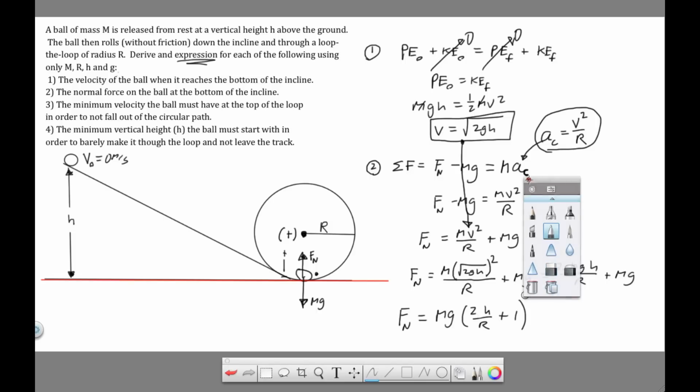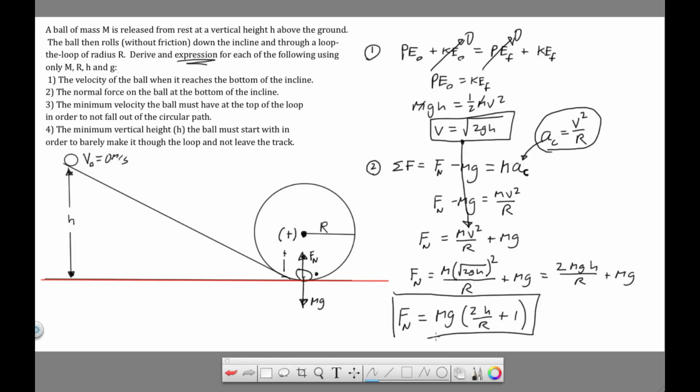Okay, that's the answer. Normal force equals mg times (2h over r plus 1). All right, now the third question: find the minimum velocity the ball must have at the top of the loop in order to not fall out of the circular path. So we're going to clean this up and make some room here.